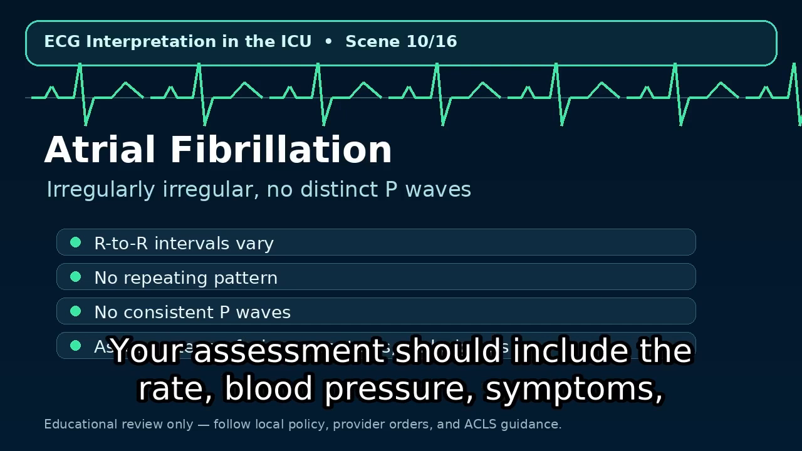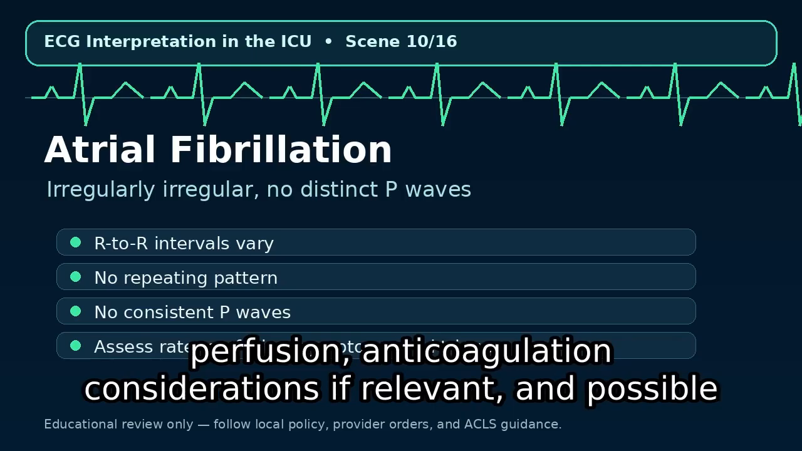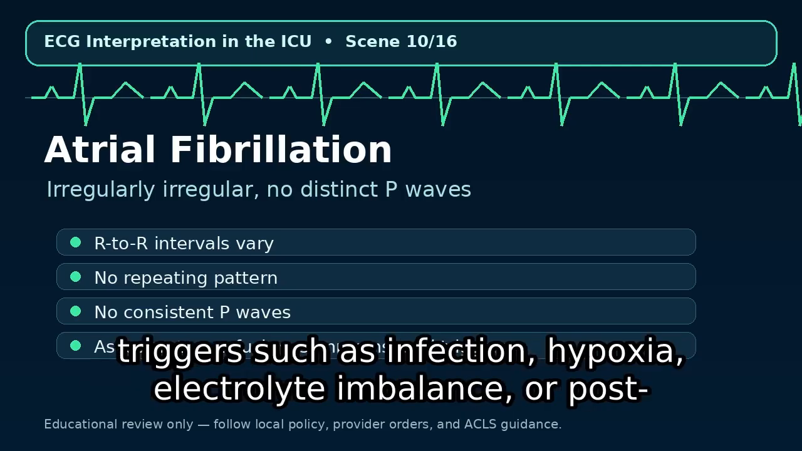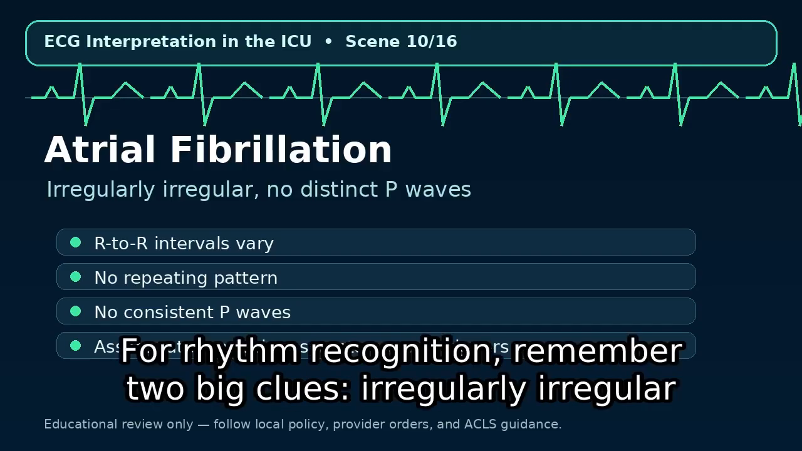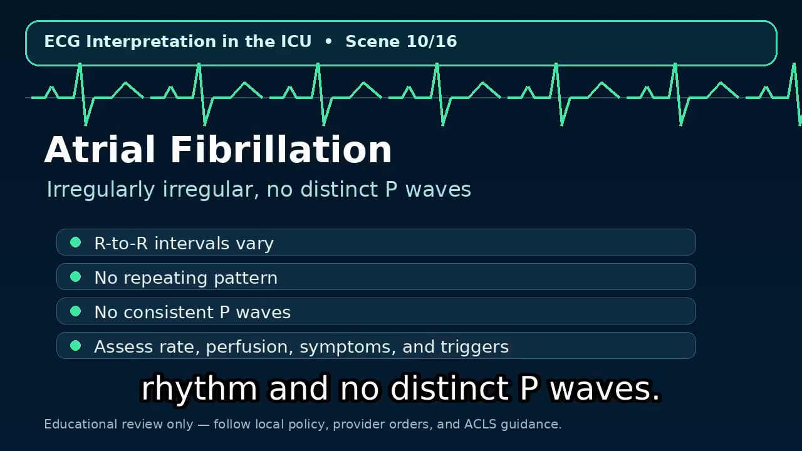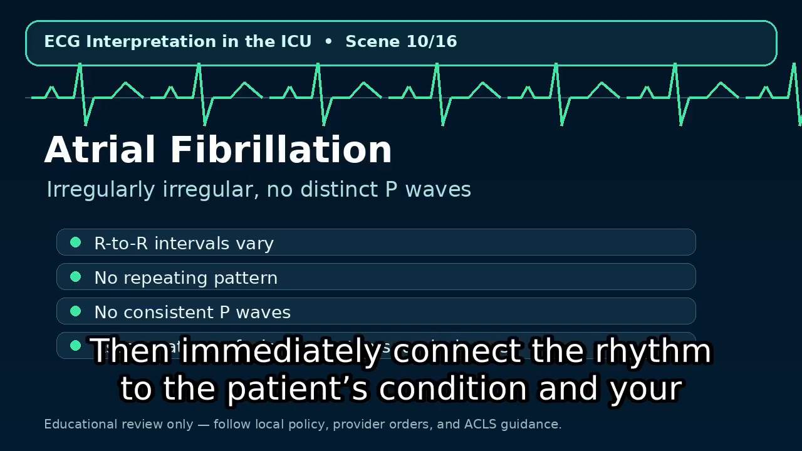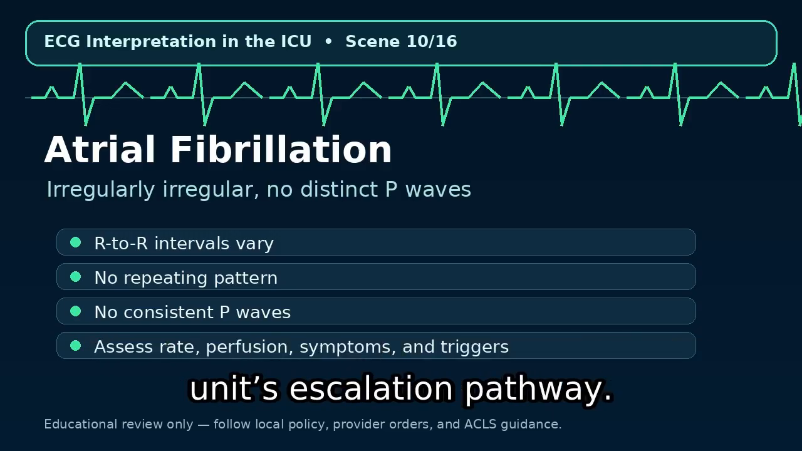Your assessment should include the rate, blood pressure, symptoms, perfusion, anticoagulation considerations if relevant, and possible triggers such as infection, hypoxia, electrolyte imbalance, or postoperative stress. For rhythm recognition, remember two big clues: irregularly irregular rhythm and no distinct P waves. Then immediately connect the rhythm to the patient's condition and your unit's escalation pathway.